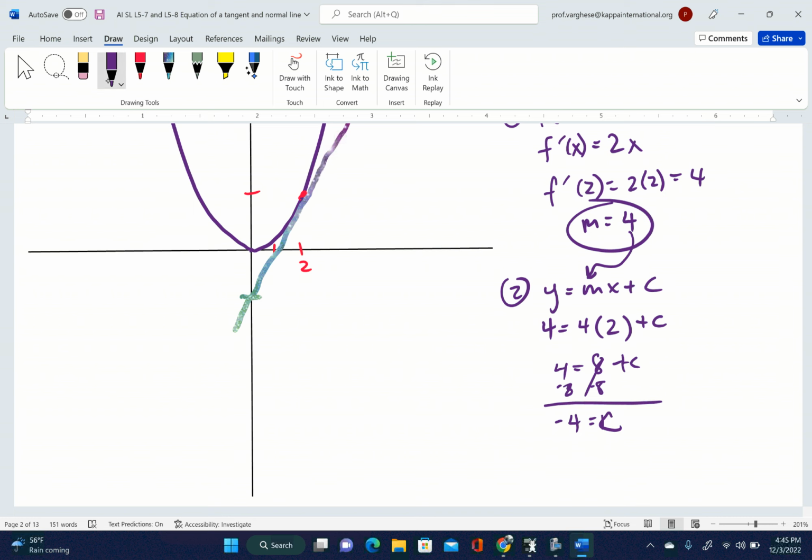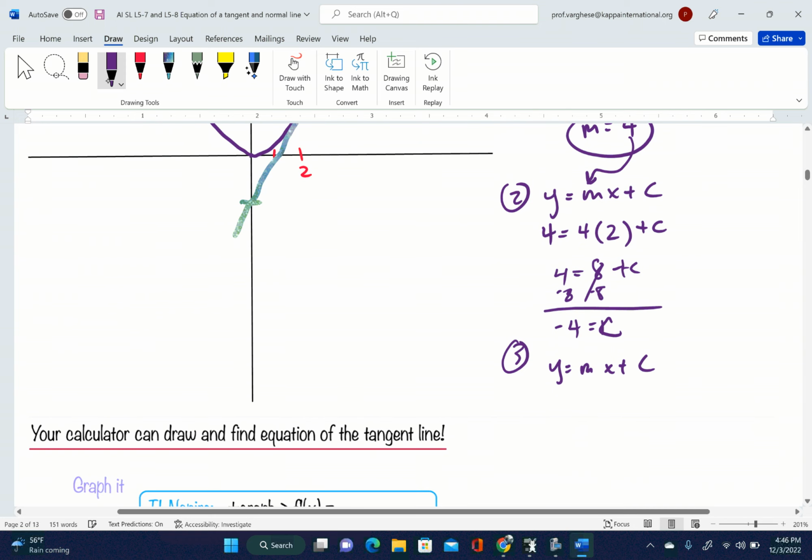So now let's put the whole thing together. So step 3, y equals mx plus c. I know that my y is just going to stay y.